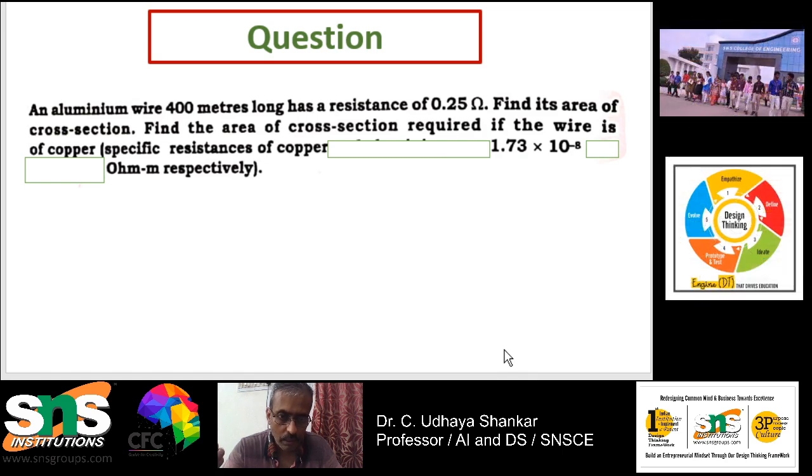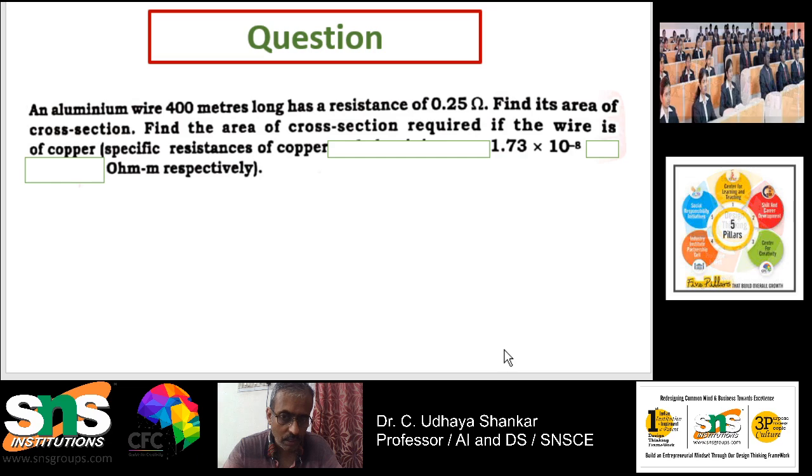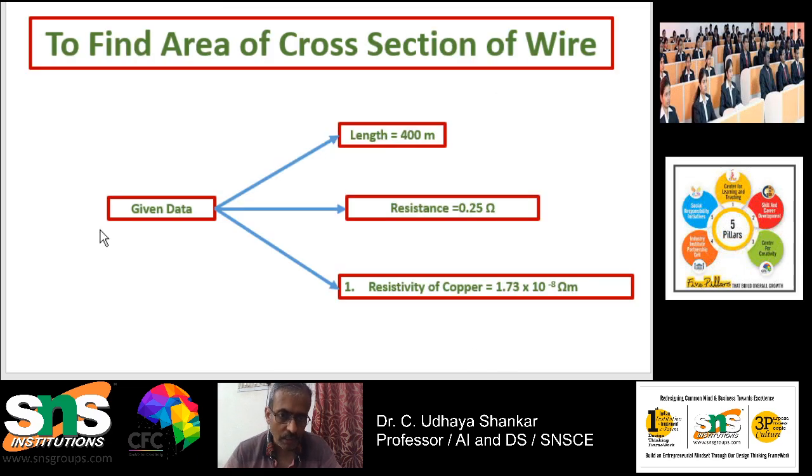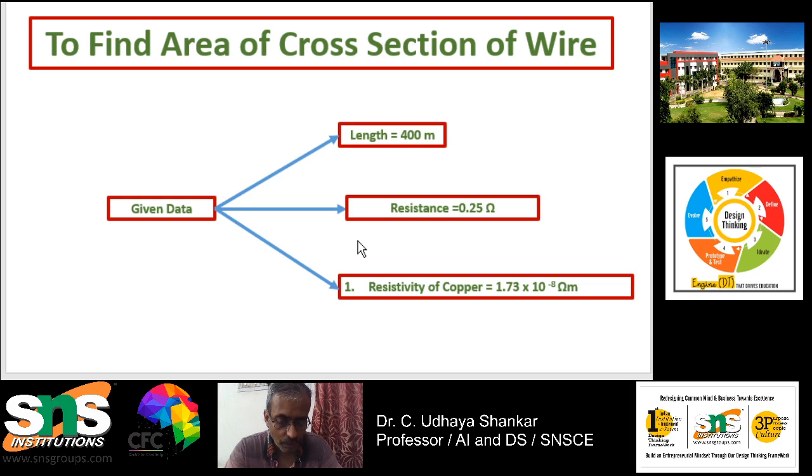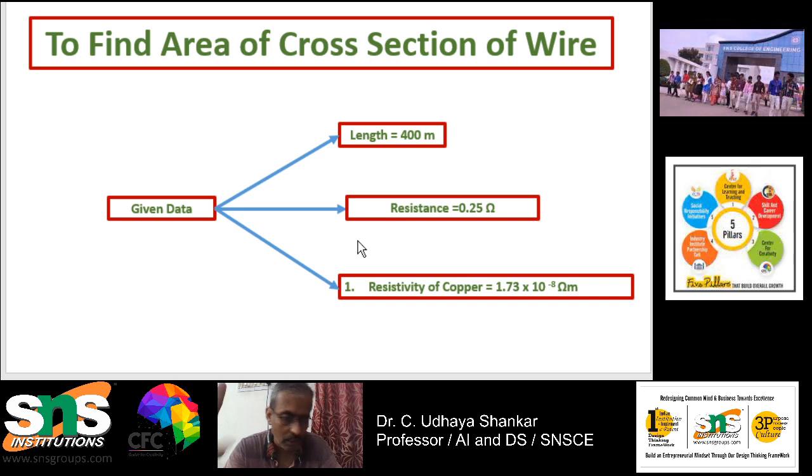So take it as a copper wire of 400 meters long with a resistance of 0.25 ohms, and you want to find the area of cross section if its specific resistance from the data sheet is given as 1.73 into 10 power minus 8 ohm meter. Once again, I want to repeat: you want to find the area of cross section of the wire if the length is 400 meters, the resistance is to be maintained at 0.25 ohms, and the resistivity of the copper, that is the specific resistance, is 1.73 into 10 power minus 8 ohm meter, taken from the data sheet.